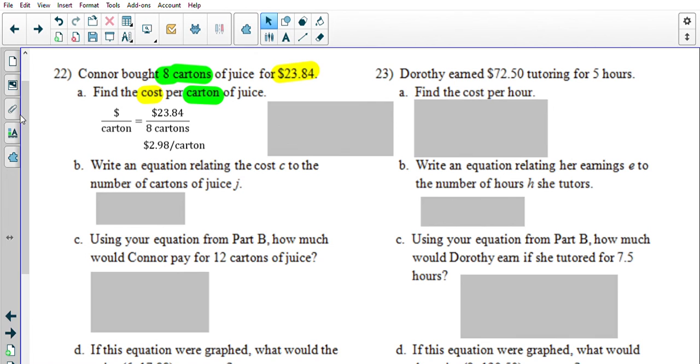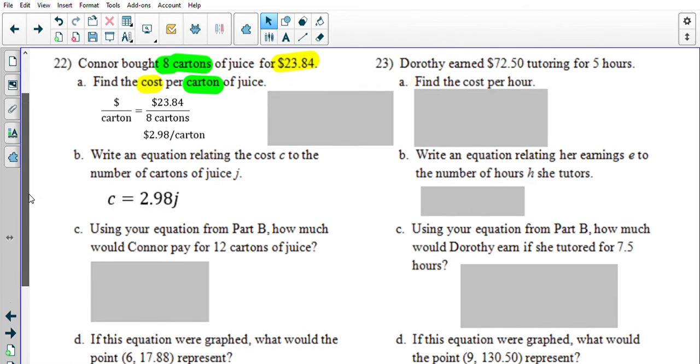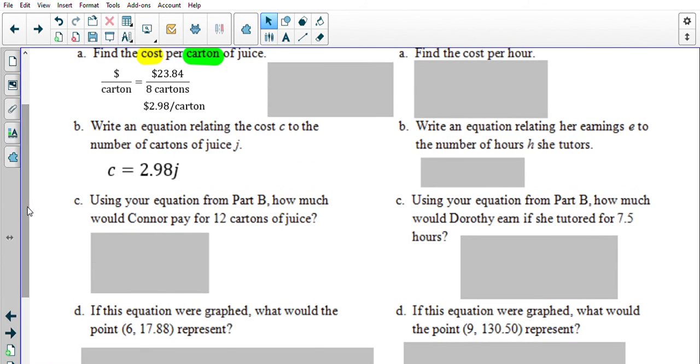Part B, write an equation relating the cost C to the number of cartons of juice J. This is a proportional relationship. So the cost is equal to $2.98 times the amount of juice that's purchased, the number of cartons. So it's $2.98 per carton. Cartons is a variable J, so C equals 2.98J. That is that direct variation relationship, a proportional relationship.